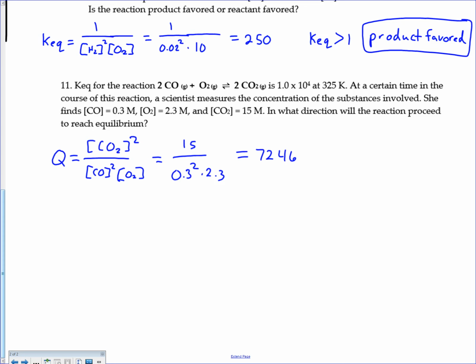Now this seems like a really, really big number, but if you compare it to 1.0 times 10 to the fourth, which is really 10,000, 7,246 is actually smaller than 10,000. Okay, so in this case, Q then is less than KEQ. This means our ratio of products to reactants is too small. That means we need more products. If we need more products, then we're going to be going to the right side of this equation. So the reaction is going to proceed right.